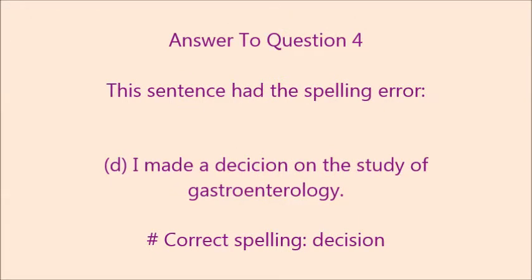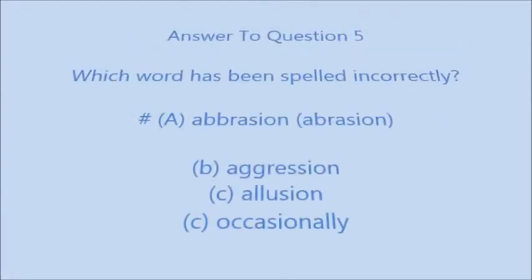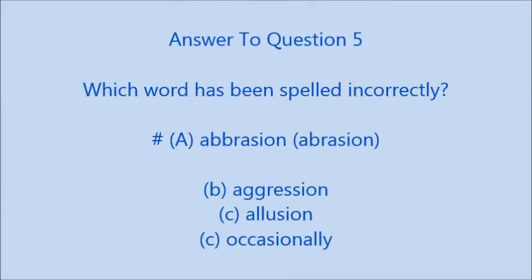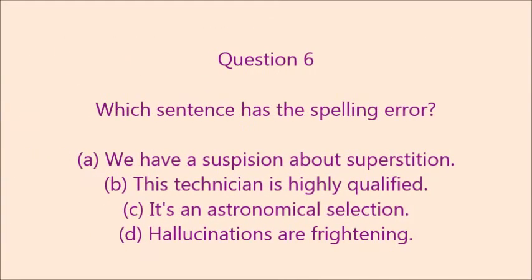Well, you should have had D for question 4. D, I made a decision on the study of gastroenterology, because decision was spelled incorrectly. It should be spelled SION at the end. Answer to question number 5. Which word has been spelt incorrectly? Well, A. Okay, there's only one. Should have an A for question 5. Only one B in aberration.